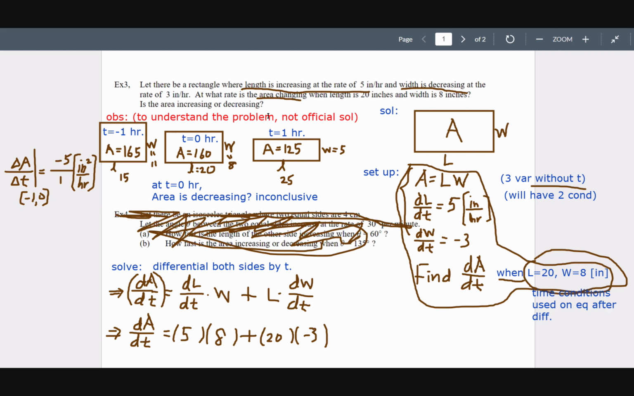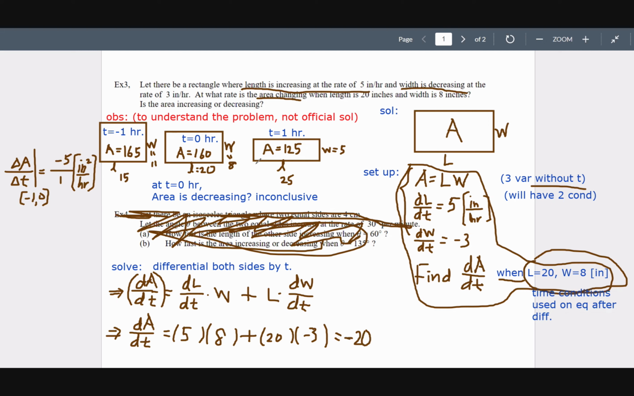Okay? So now, let's finish up the problem here. We are almost done. So basically, this is going to be what? Minus 60 plus 40, this is minus 20. So indeed, at that instant, what is happening? The area is actually decreasing. The sign is going to show.